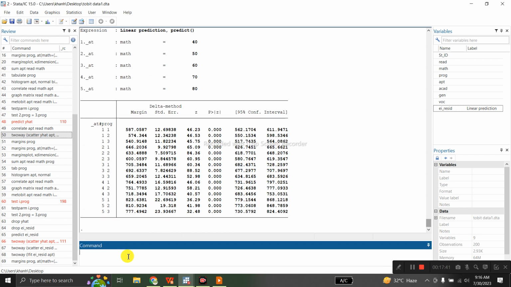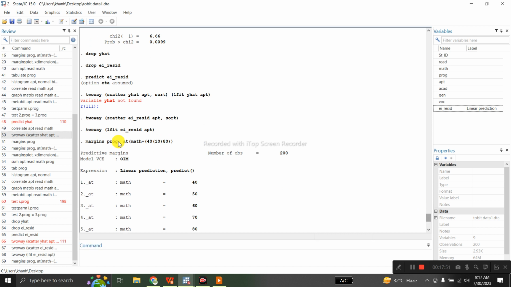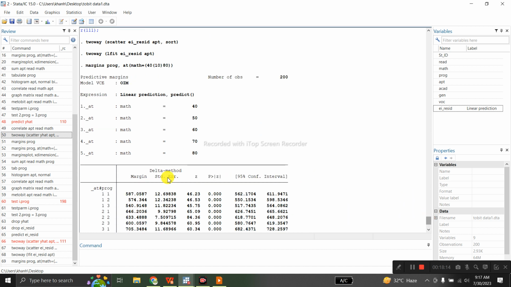So these are my marginal expected values of the aptitude score. So let me explain this for you. The command is margins program at the score of maths starting from 40 through 80 with the interval of 10 marks. Total number of observations 200, and this 1 means someone who has got 40 marks in math, 2 means someone with 50 marks in math, and so on. Finally 5 stands for someone who has got 80 marks in math.